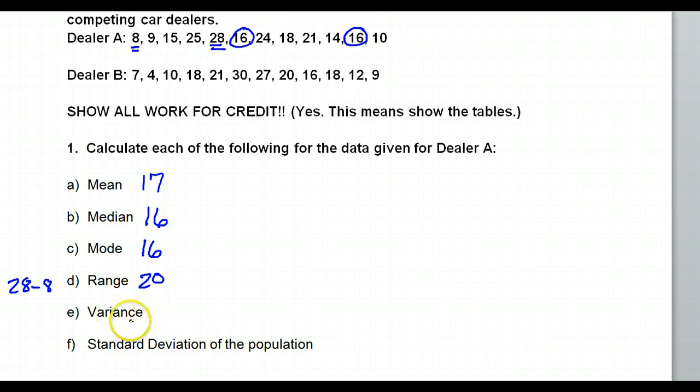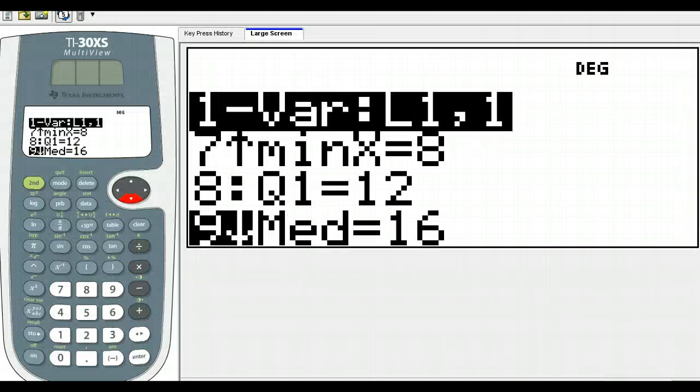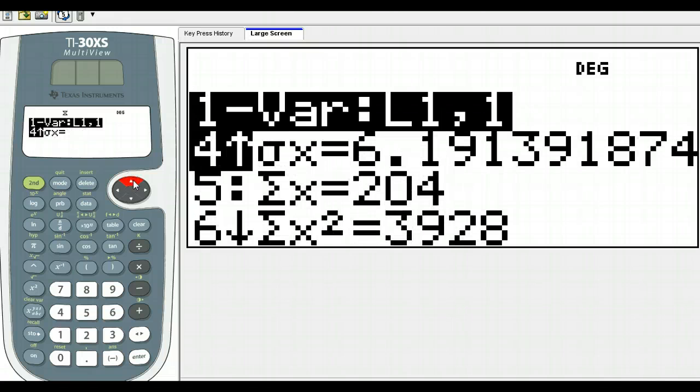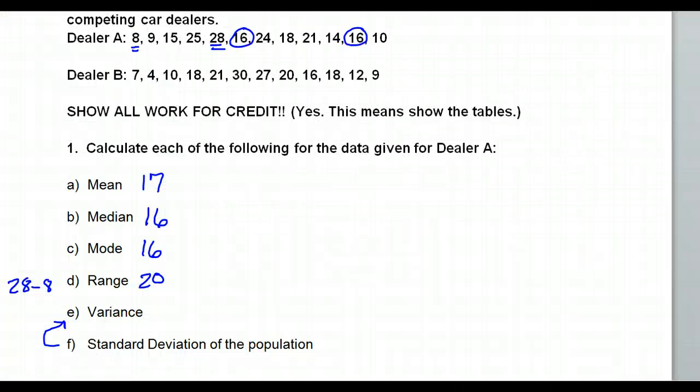Now let's skip the variance for a second and go to the standard deviation. We're actually going to get the standard deviation first, and then we're going to go back and have the variance. The standard deviation, the symbol for that is a lowercase sigma. Go to item 4 on your list, and this is the population standard deviation. So I see 6.19, etc. So the standard deviation, lowercase sigma, is 6.19.